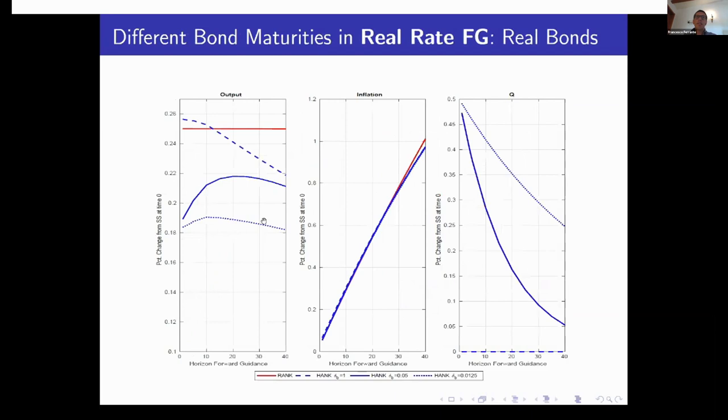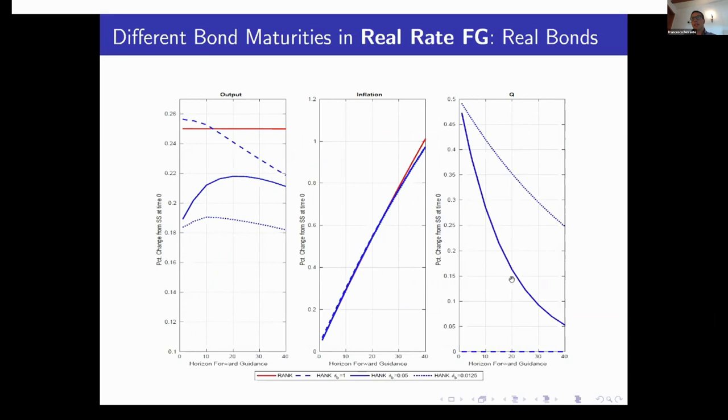And if we redo the same experiment for different bond maturities, the blue line is the baseline. The blue dashed line is a one-period bond. So we have that in this case, the transfer channel pushes, at least for shorter horizons, the impact of forward guidance to become stronger than in RANK. Whereas if we increase the maturity even further to a 20-year bond, the impact is reduced even more.